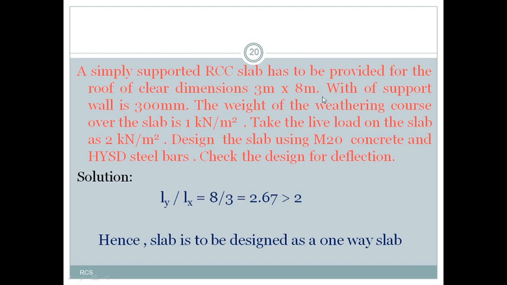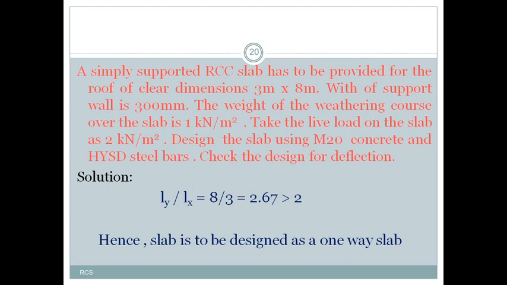With respect to the given data, we have to decide whether it is a one-way slab or a two-way slab. In the problem, nowhere is it mentioned whether it is a one-way slab or two-way slab. But we know what the shorter direction and the longer direction of a slab are. Based on that, we can decide whether it is a one-way or two-way slab.